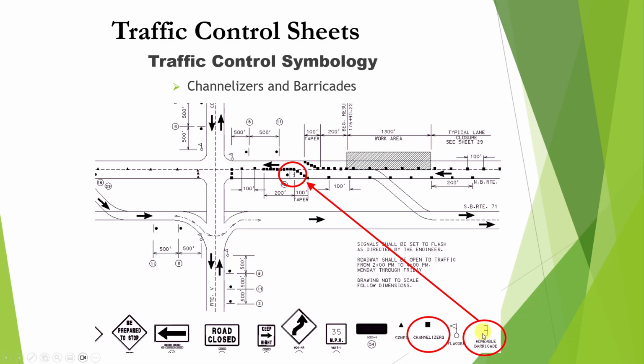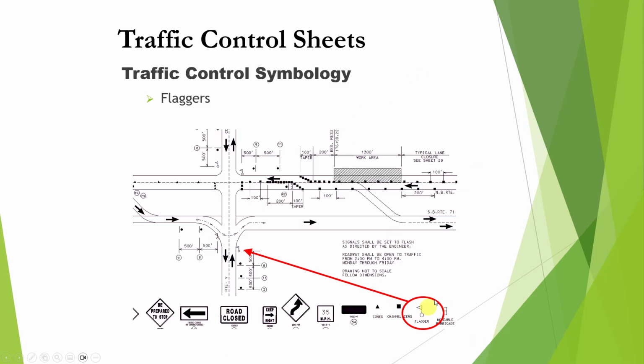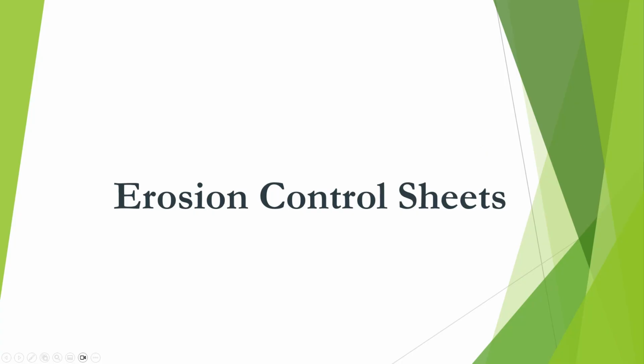Channelizers and barricades. This is a movable barricade symbol, the one that looks like a backwards E. You can see it right here. Channelizers are these little blocks. You see them out there everywhere. And then flaggers are these, for lack of a better term, looks like a hole on a golf course. It just has a circle with a flag above it, and you can see there's a few of them out there. Got some at all the intersections, so flaggers are called out. And that concludes the traffic control video.